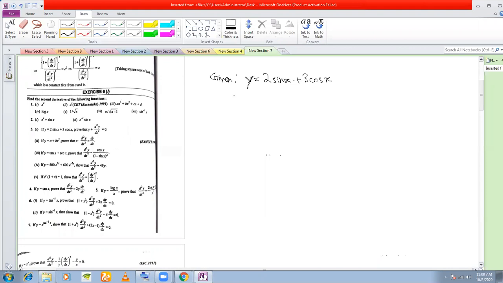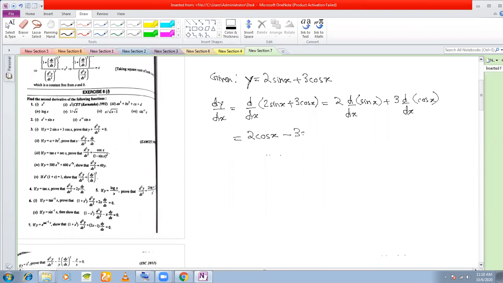In such problems, you first find out dy dx, find d2y dx2, and then proceed with whatever proof you want to do. So let us first find out dy dx. dy dx is equal to ddx of 2 sin x plus 3 cos x, which is 2 ddx of sin x plus 3 ddx of cos x. Because they are constants, I have taken them out. ddx of sin x is cos x, and ddx of cos x is minus sin x.